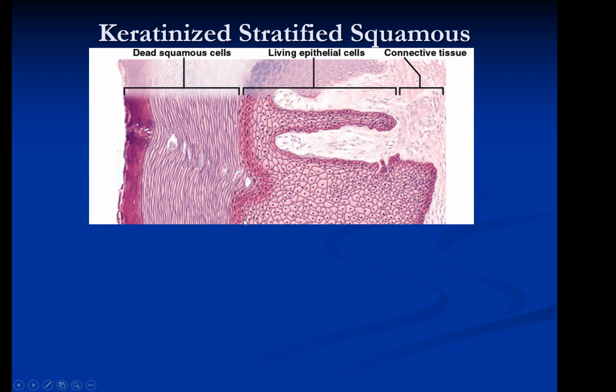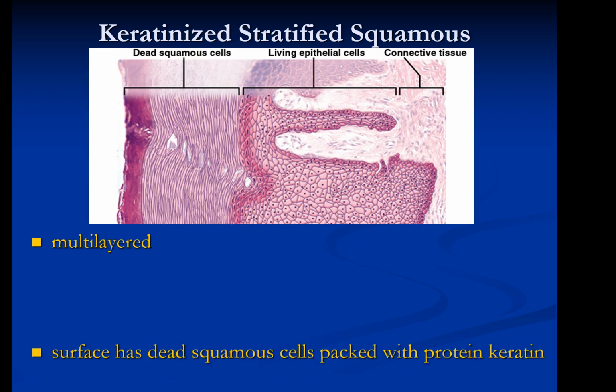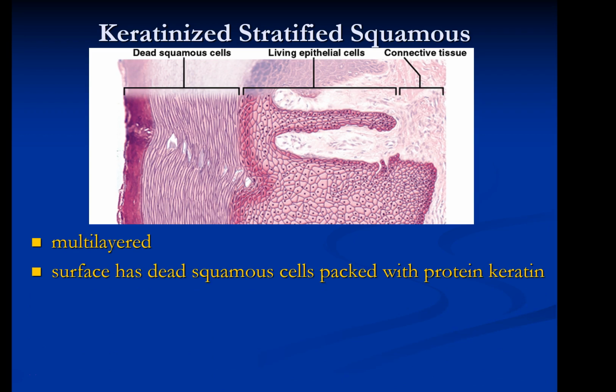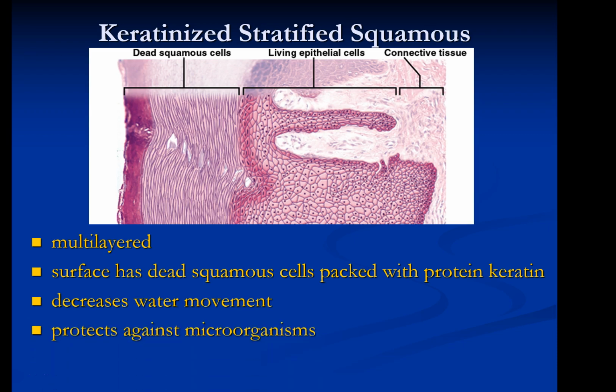Okay? Outside of our skin. So multi-layered, surface has dead squamous cells packed with the protein keratin. The keratin decreases water movement, does a really good job of it. It also is going to prevent microorganisms, wee beasties, pathogens, or whatever from making their way inside the skin. And the main place that we find this keratinized stratified squamous epithelium, I've been referring to the skin, is the outer layer of the skin, which is known as the epidermis. Your skin has an epidermis and a dermis. The outer layer is the epidermis, and it's stratified squamous keratinized epithelium.